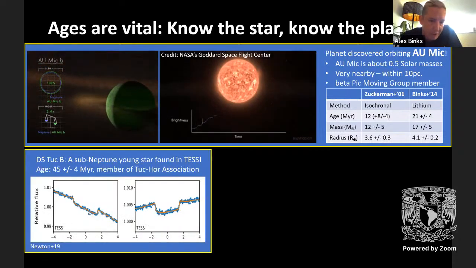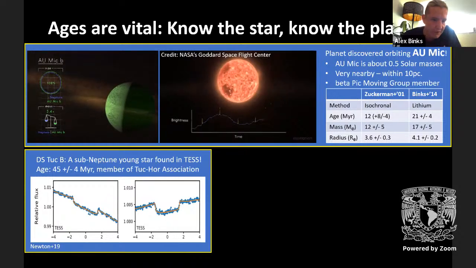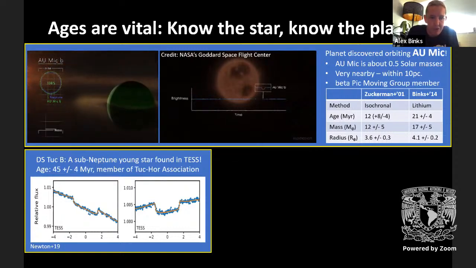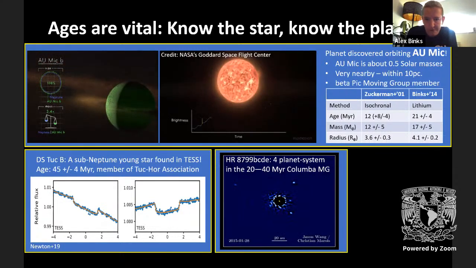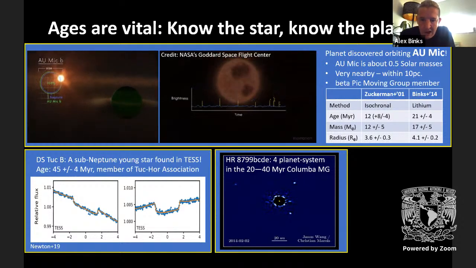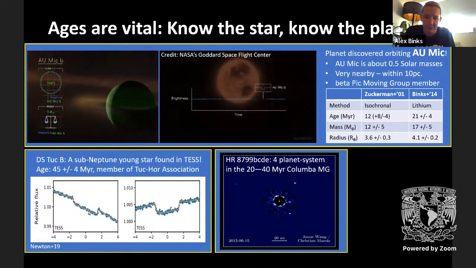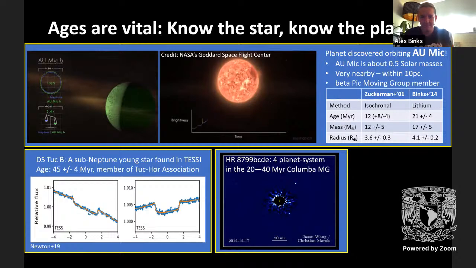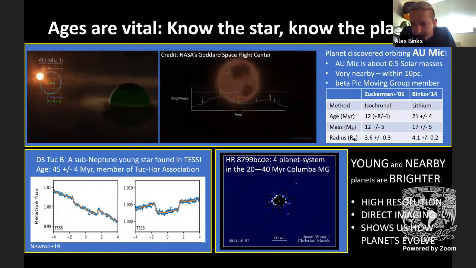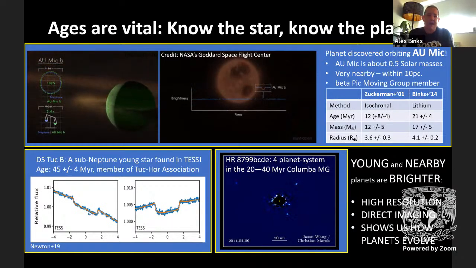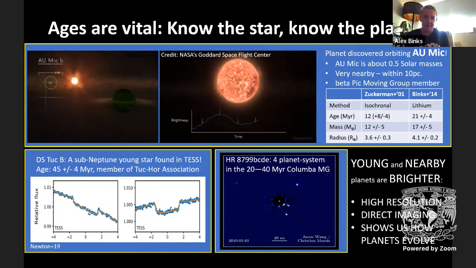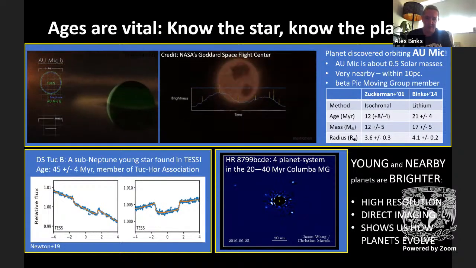There's similar examples, of course, in other nearby moving groups. For example, another one here that was found with TESS data in the Tucana-Horologium Association, and a rather famous example in the Columba moving group with a 4-planet system. So we really need to constrain the ages of these if we want a better picture of the formation and evolutionary scenario of planets and stars themselves. I'm focusing on young nearby examples here because obviously you get much higher resolution, you can do direct imaging, and it really gives us a window into how these systems evolve.